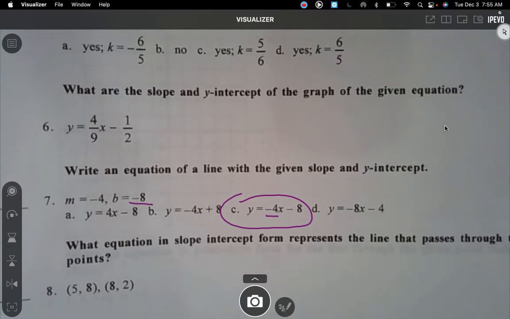All right, those are the 2 easiest questions on the test. If you miss those, how are we going to get the hard ones, right? So it just goes off of slope-intercept form. Y equals mx plus b. The slope is -4. The y-intercept is -8. Bam, there it is. Okay?